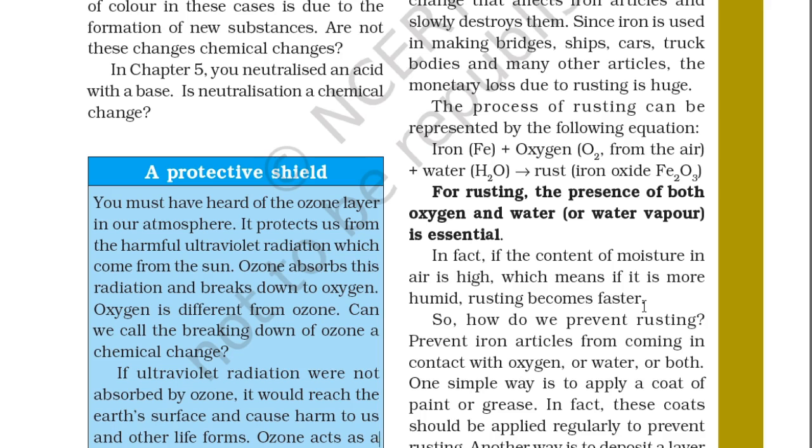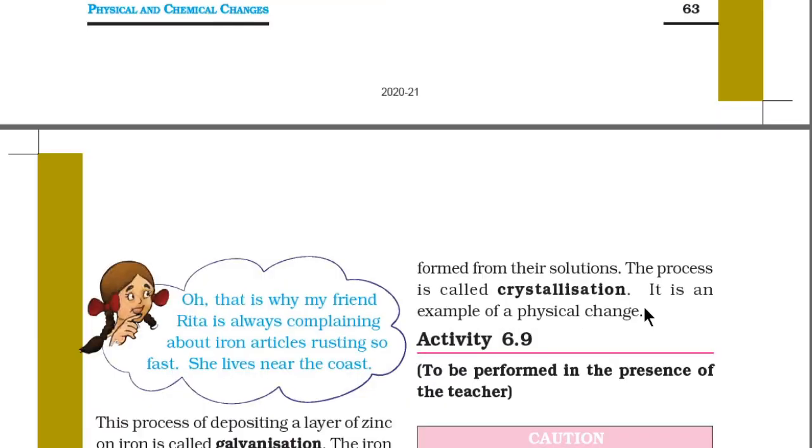Another way is that you can deposit a layer of metal like chromium or zinc on iron to prevent it from rusting. Oh, that is why my friend Rita is always complaining about iron articles rusting so fast. She lives near the coast. Near the coast humidity is high, so that's why the rusting process is amplified, or the rusting takes place faster.